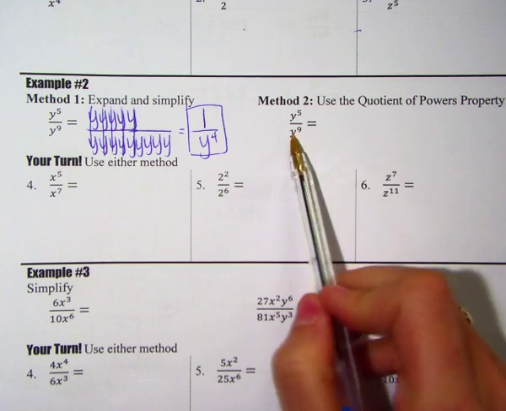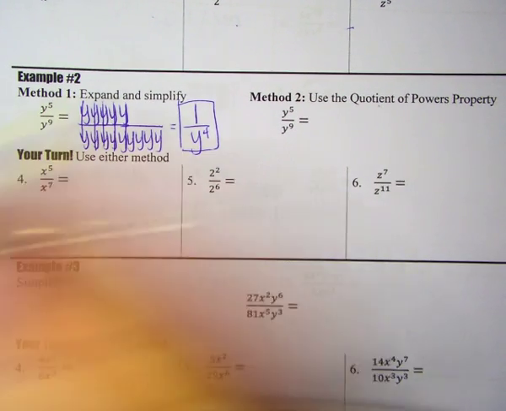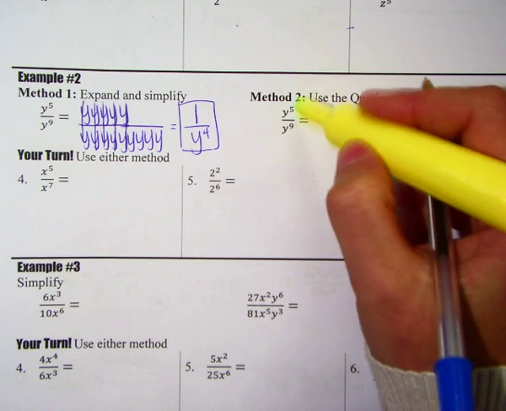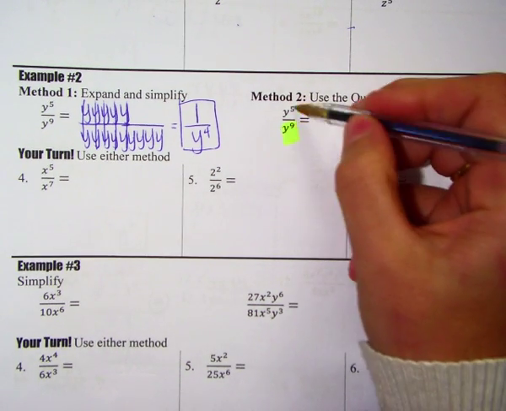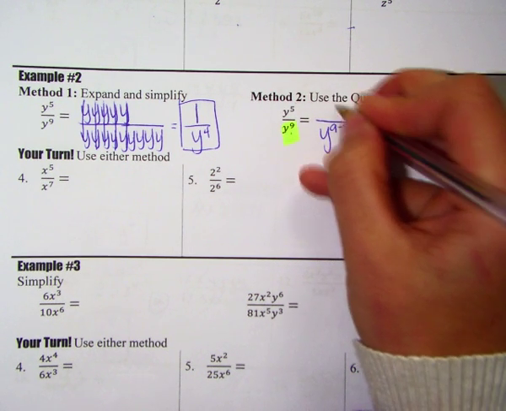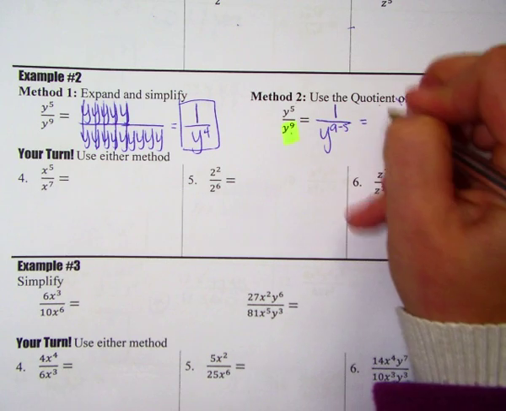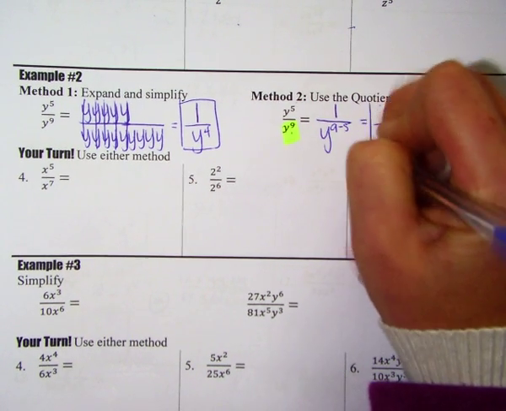I'm going to do the same problem using the quotient of powers property. So first identify where the exponent's larger, and that's going to be in the denominator. So I'm going to subtract 9 and 5, but put it in the denominator. There will be a 1 left on top. So 1 divided by 9 minus 5, which is 4, y to the 4th power.